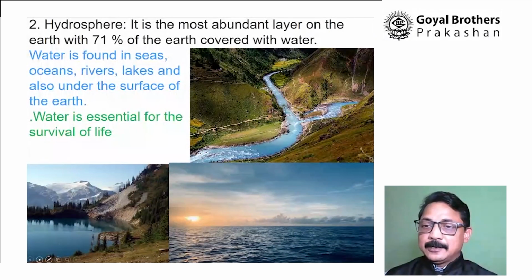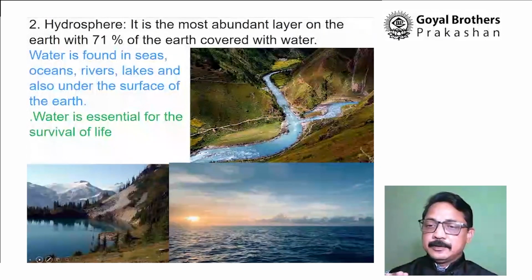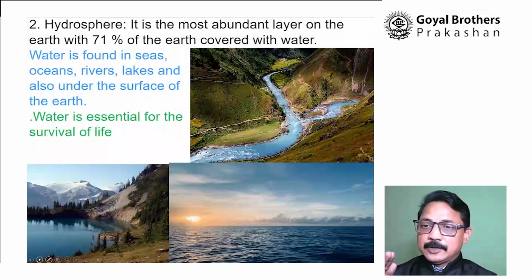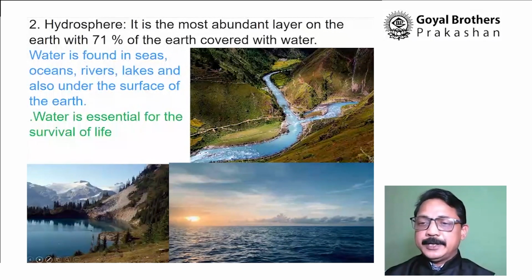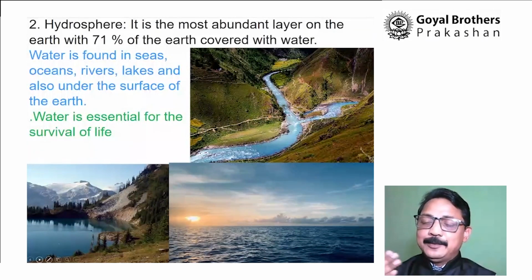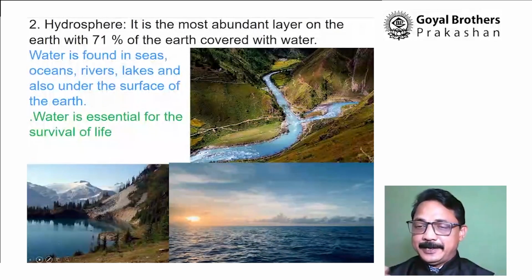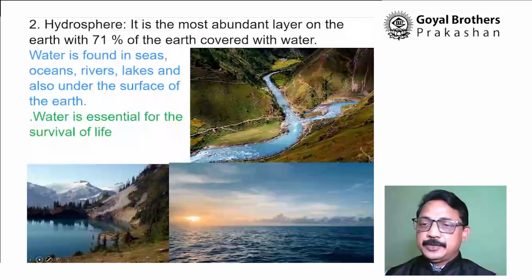In fact, our Earth's name should have been water instead of Earth. The reason is, Earth means soil. And how much soil is present? If 71% is water, then 29% is land. That means water is present more in quantity than land. Therefore, some people also call our planet not Earth, but the water planet, because so much of Earth is covered with water.